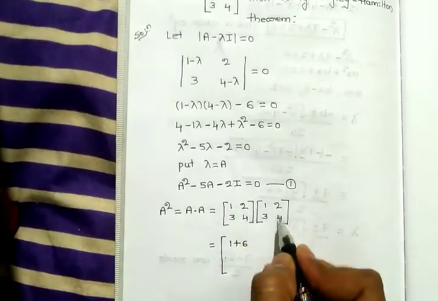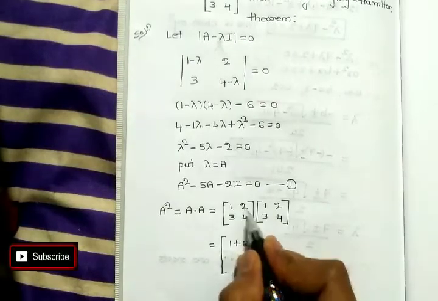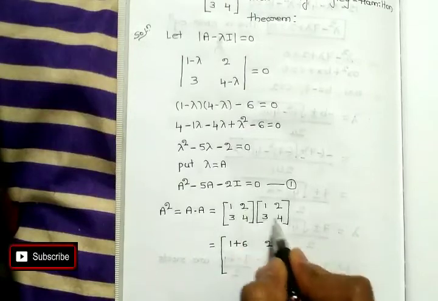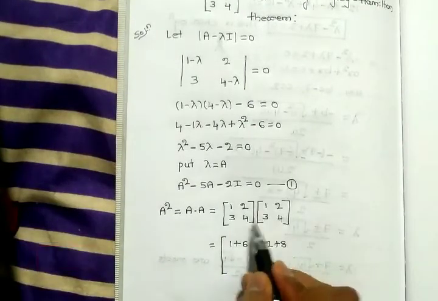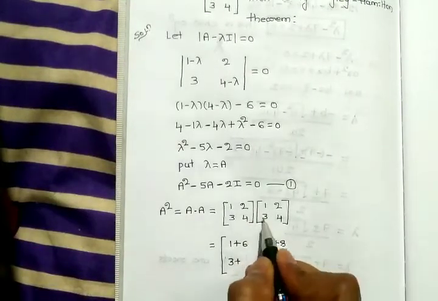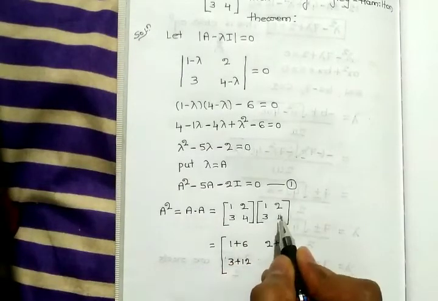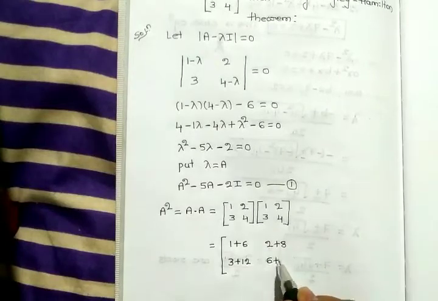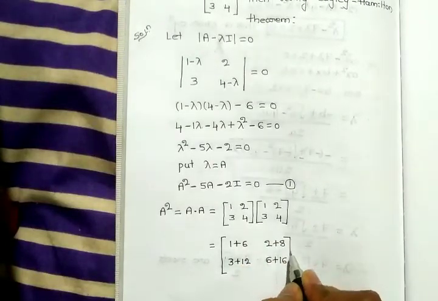Next, first row second column, 1 into 2 is 2 plus 4 into 2 is how much here? 8. Next, second row first column, 3 into 1 is 3 plus 4 into 3 is how much here? 12. Next, 3 into 2 is 6 plus 4 into 4 is how much here? 16.